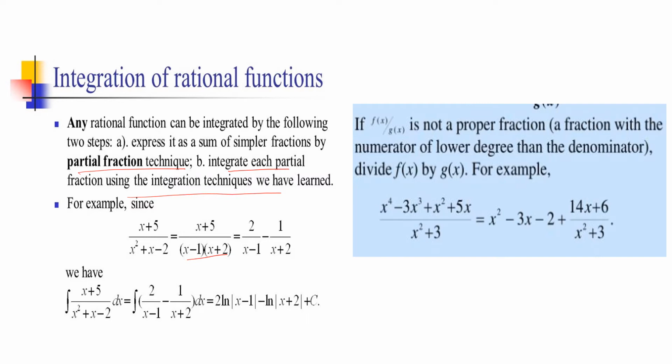So the partial fraction for this form will be a upon x minus 1 plus b upon x plus 2. And by getting the values of a and b, we can express this as the sum of simple fractions which can be integrated, like 2 upon x minus 1 as 2 times log mod x minus 1, and 1 upon x plus 2 as minus log mod x plus 2 plus c.